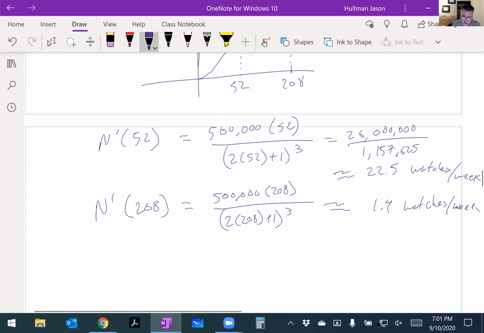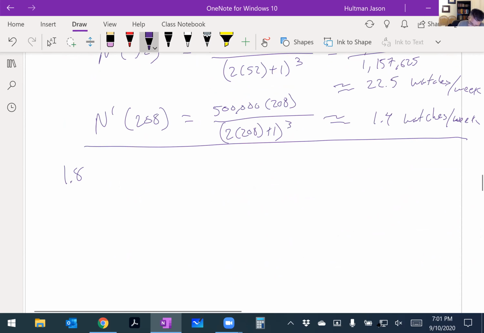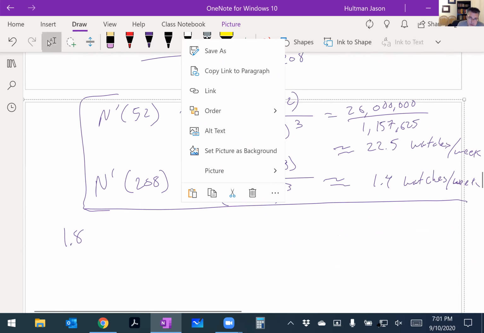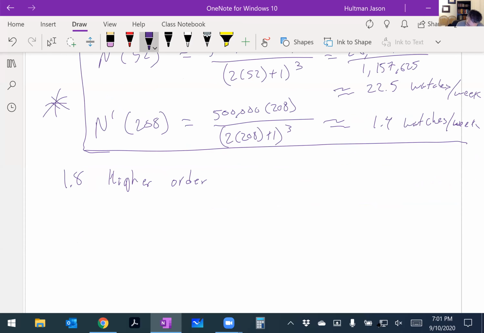Let's look at 1.8 real quick. Okay, we're going to come back to this example in a little bit. So just keep that in mind. We're going to come back to here in a little bit, but let's go into 1.8, which is higher order derivatives.